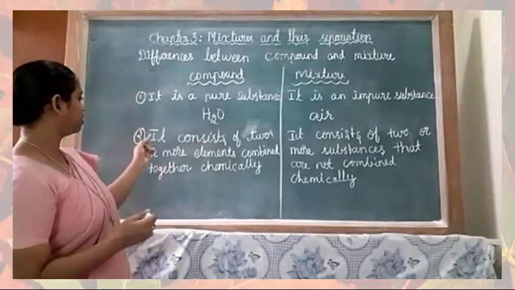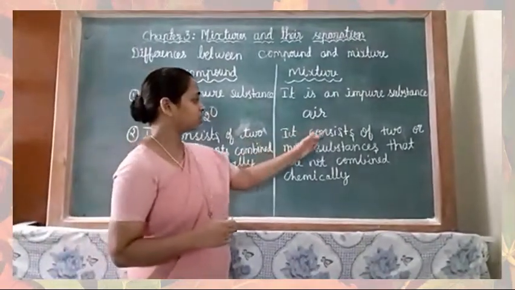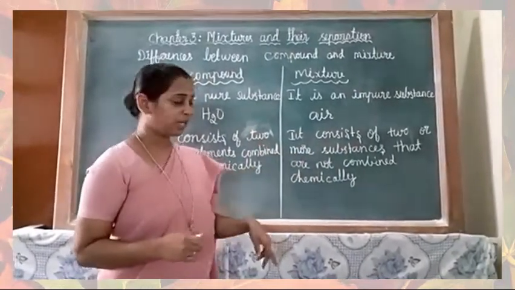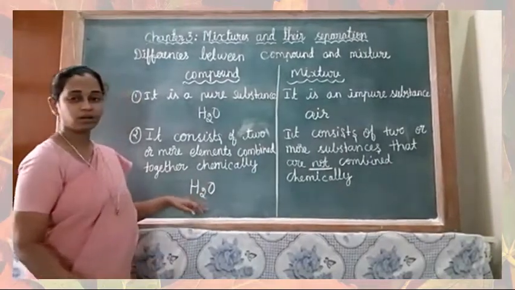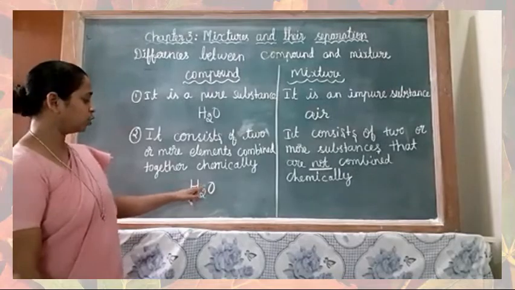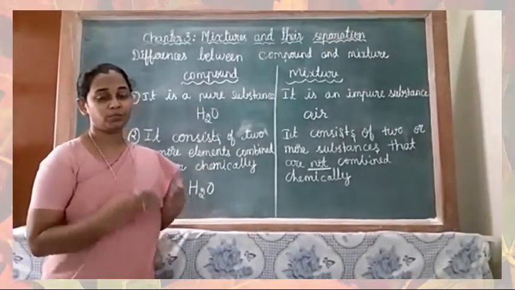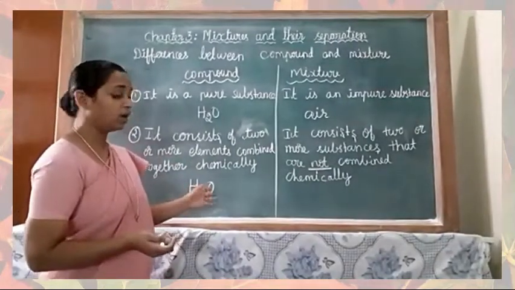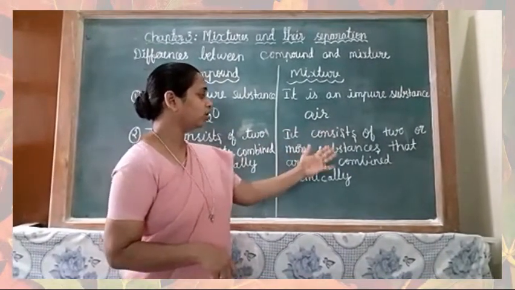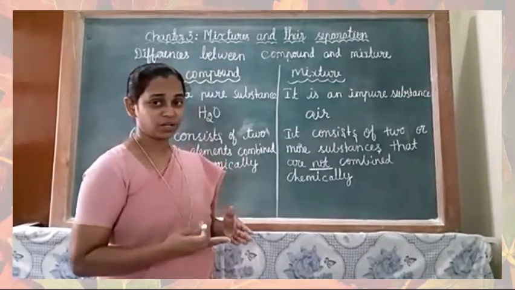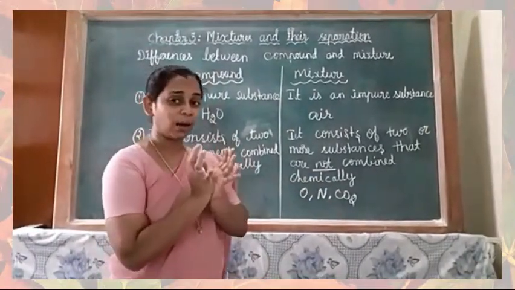Next, the second difference: a compound consists of 2 or more elements combined together chemically. A mixture consists of 2 or more substances that are not combined chemically. For example, in a water molecule there are 2 elements present, hydrogen and oxygen. These 2 elements combine together chemically. They cannot be separated by physical means. Here, a mixture consists of 2 or more substances that are not combined chemically. For example, air is a mixture of gases, oxygen, nitrogen, carbon dioxide. These gases in air are not combined chemically.